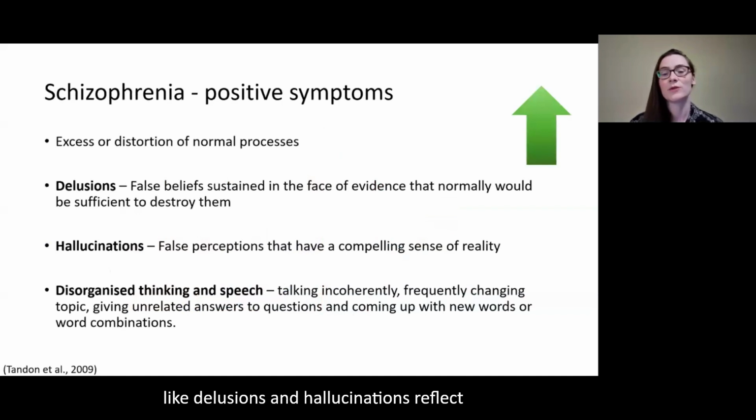Positive symptoms like delusions and hallucinations reflect an excess or distortion of normal processes. Delusions are false beliefs sustained in the face of evidence that normally would be sufficient to destroy them. For example, believing that someone is after you, considering yourself a major figure on the world stage, like an entertainer or a politician, or believing that the real world does not exist or has been destroyed.